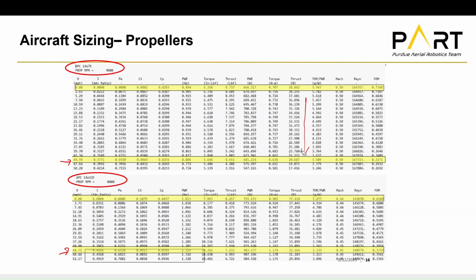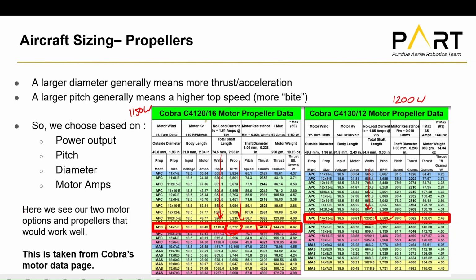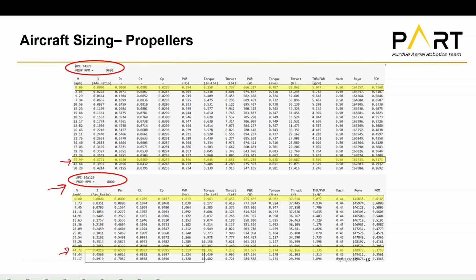So based on this, I would go with the 14 by 12 with that other motor. I would do the Cobra 4130 by 12 with the 14 by 12E prop on there because I know that we're going to get more thrust at our cruise speed. That being said, maybe we're working on a short takeoff plane, something that can take off in a short amount of runway. Maybe then I'll go with this guy. But it's really a minimal amount of extra thrust for that trade-off at your actual cruise speed.